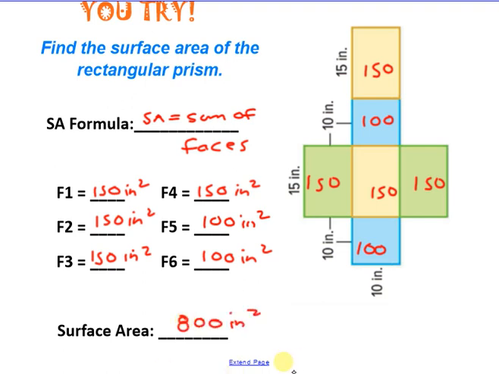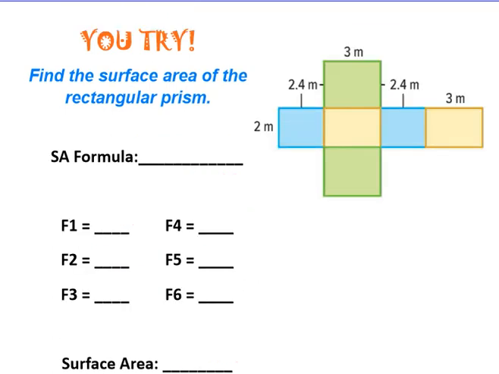Alright, go ahead and pause if you're not done. So for this net, I had 4 faces that were 150 inches squared, and then I had 2 that were 100 inches squared. And when I added them all up together, I got 800 inches squared. Alright, last one for you to try.